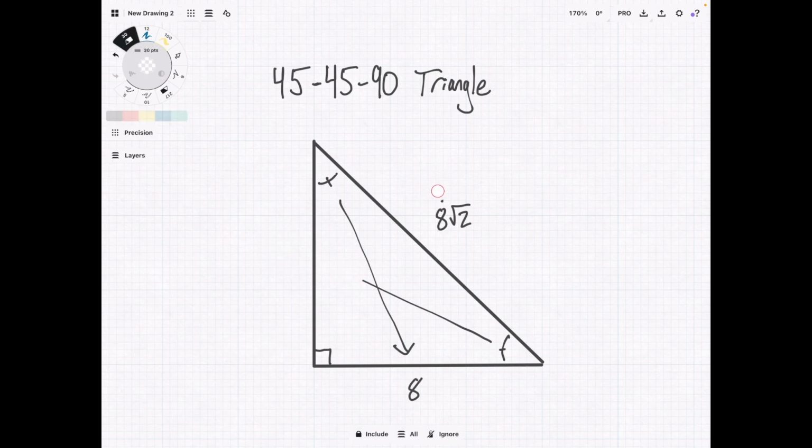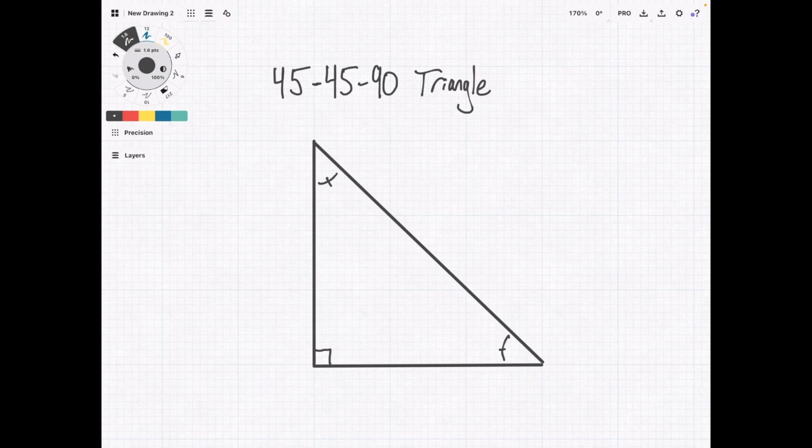Next problem. Get rid of these arrows. Say we are given the hypotenuse, 4 radical 2. Then we need to figure out these two sides. In our case, this is x, so this side is going to be 4, and this side is going to be 4. Pretty straightforward.